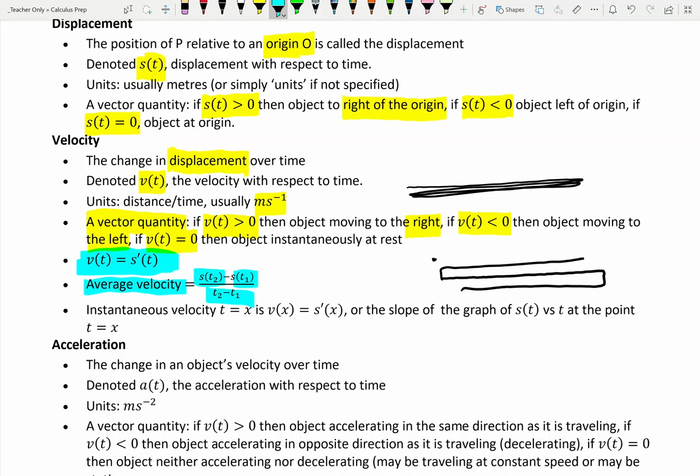We're talking specifically about instantaneous velocity at time t equals x, and it is v of x, or in fact it is also equal to the derivative of s at x. And from our studies in calculus, we know that that is the slope of the graph of the displacement versus time at a certain time, t equals x.